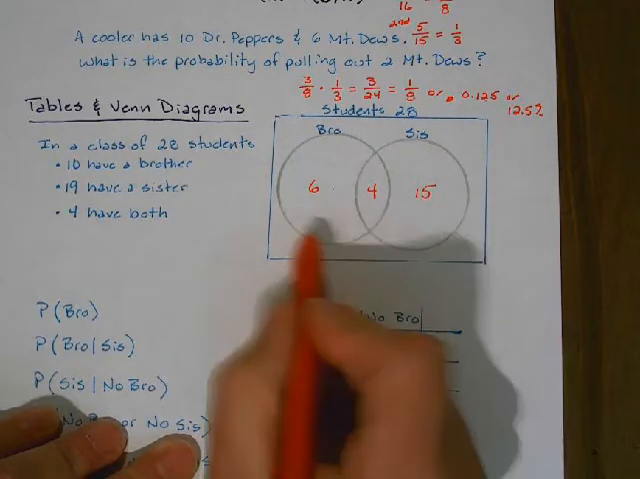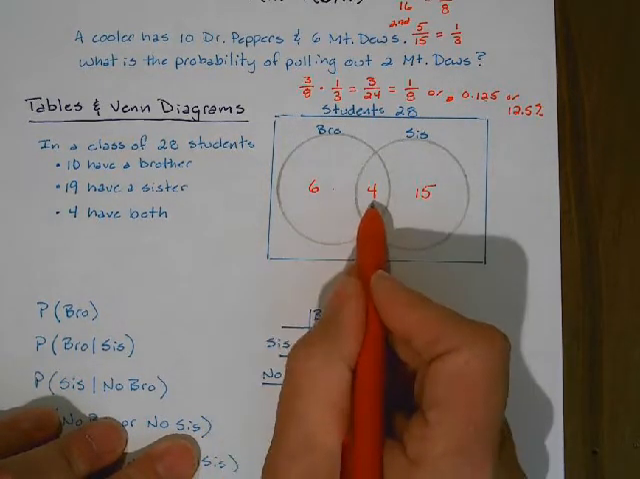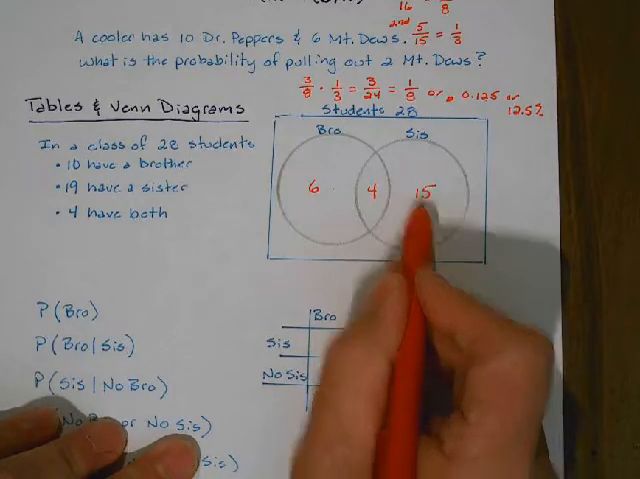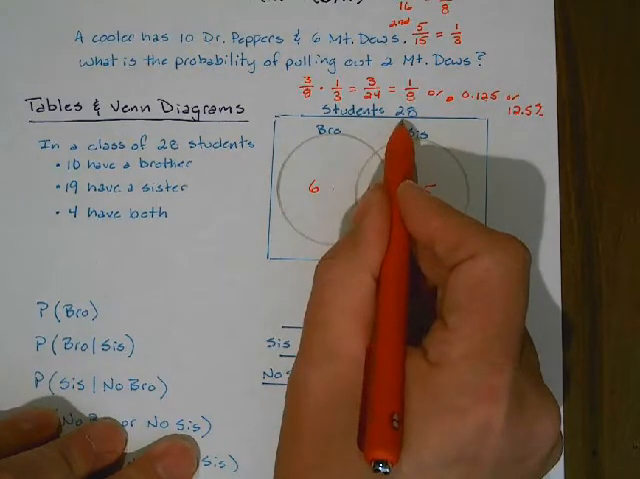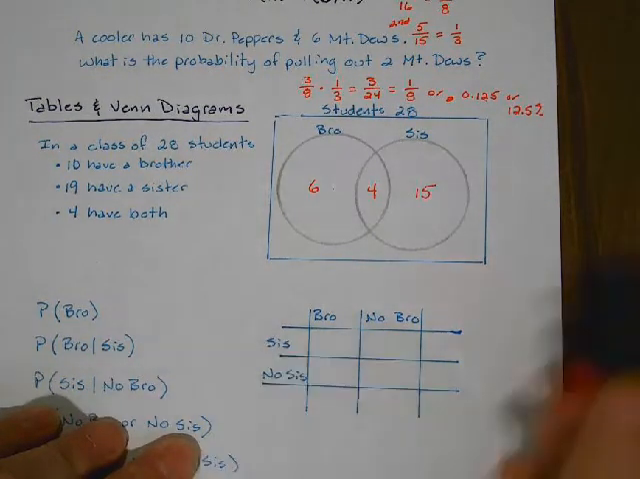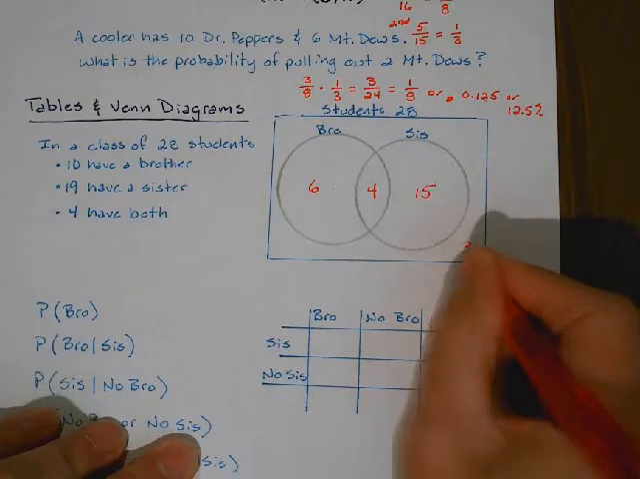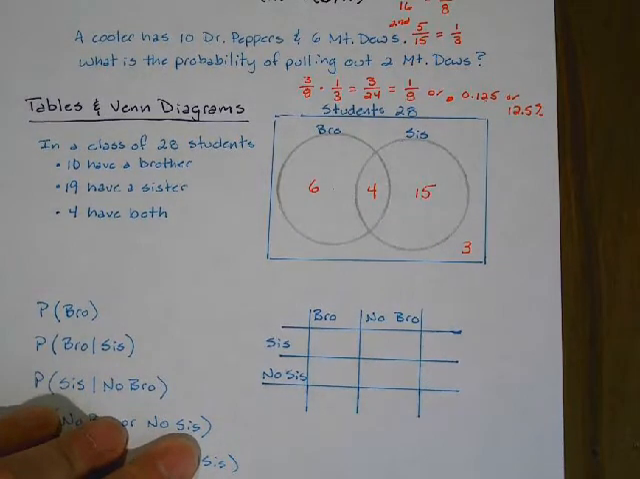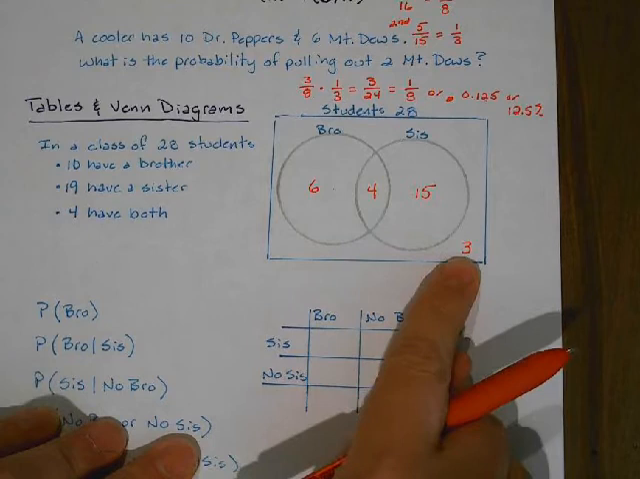Okay, so let's add it up. I've got 6 plus 4 is 10, plus 15 more, that's 25. But wait, I had 28 students. Where's the other 3? The other 3 are students that don't have a brother and they don't have a sister. They would be out here. So that would be the students without a brother or a sister.